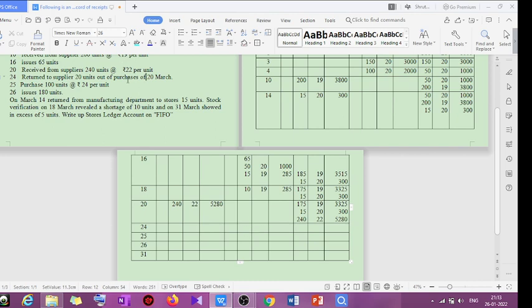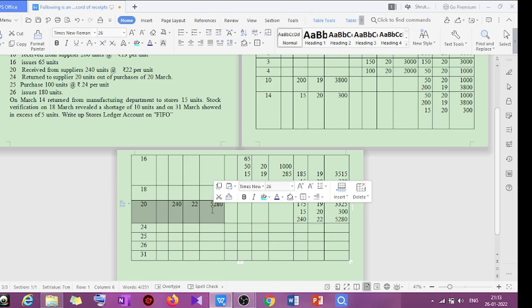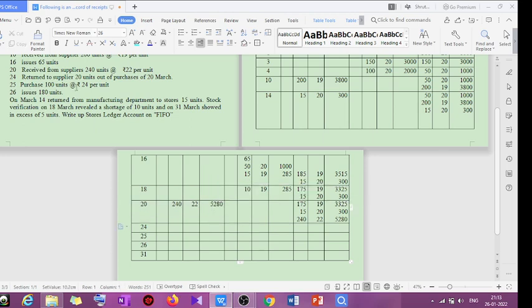Here they have mentioned specifically, that is on 20th March. That is, whatever we have purchased on 20th, that is returned. How much quantity? They have mentioned here. We have returned 20 units. Take the 20 units. Now price of that is 22. Multiply, 440. So this is the answer.